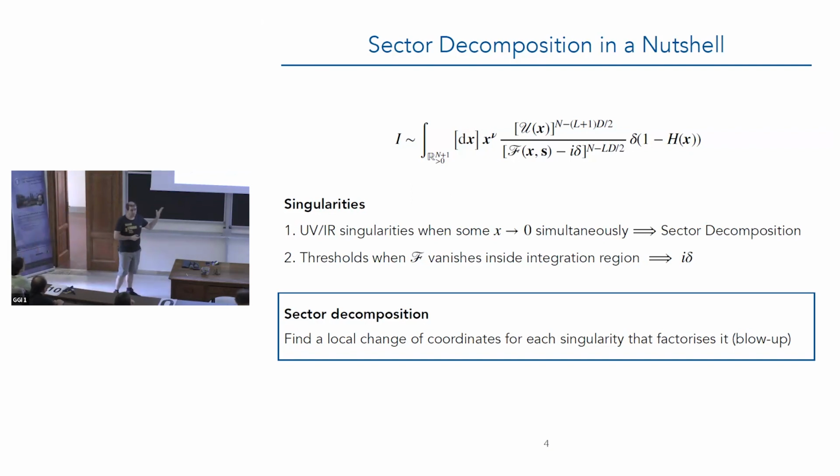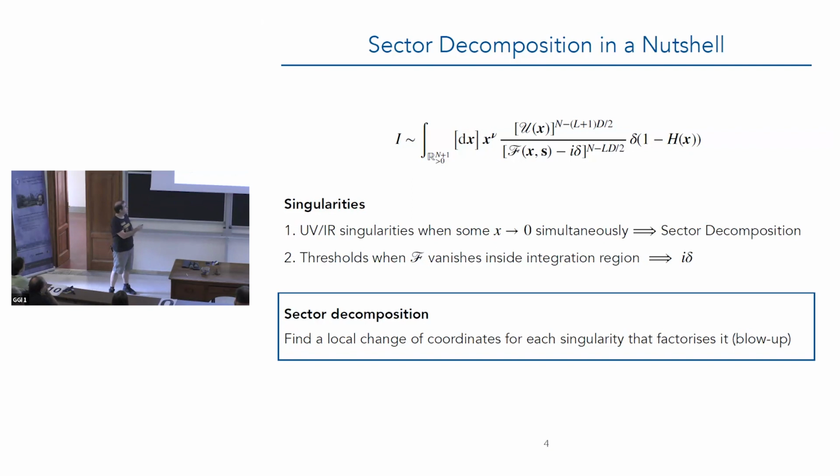What's the problem with just numerically evaluating this? Well, primarily it's because it has singularities. It can have UV or IR singularities when some subsets of the Feynman parameters go to 0 simultaneously. We would like to isolate these singularities and have some procedure for dealing with them. One way to isolate them is sector decomposition. So this is essentially what this is used for.